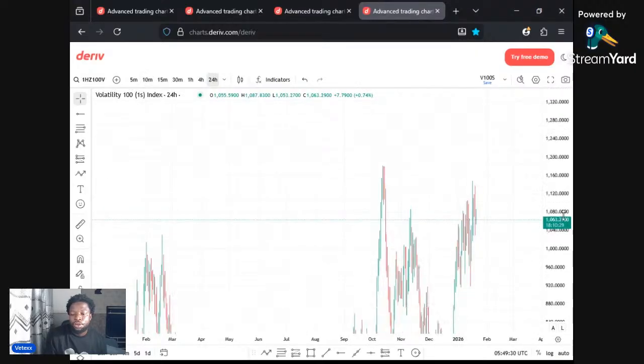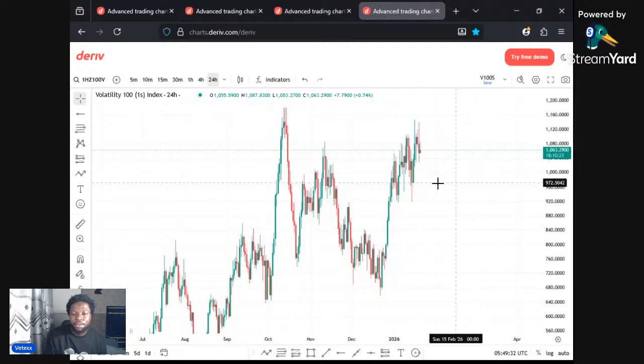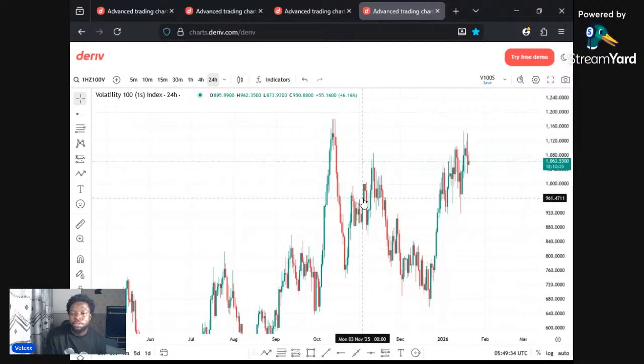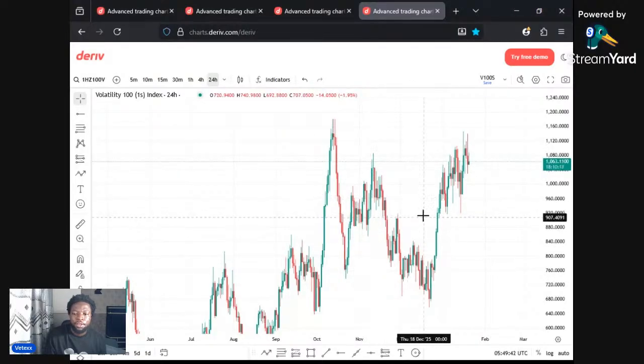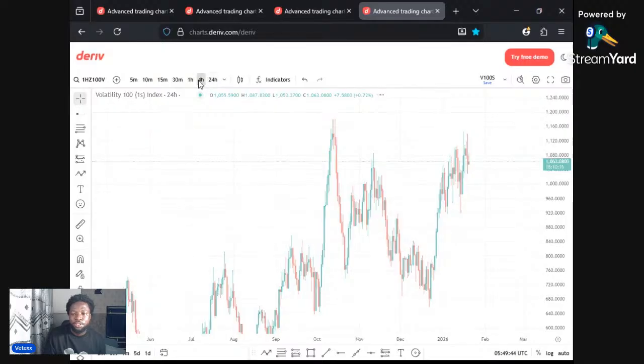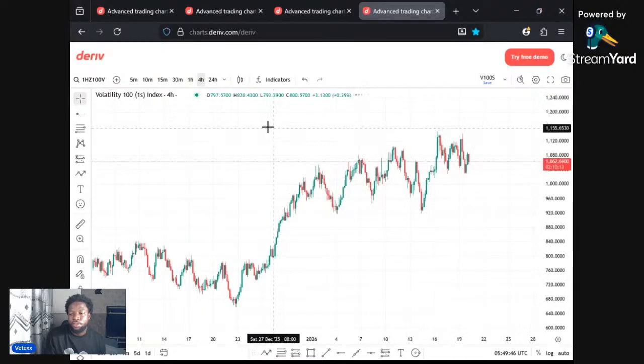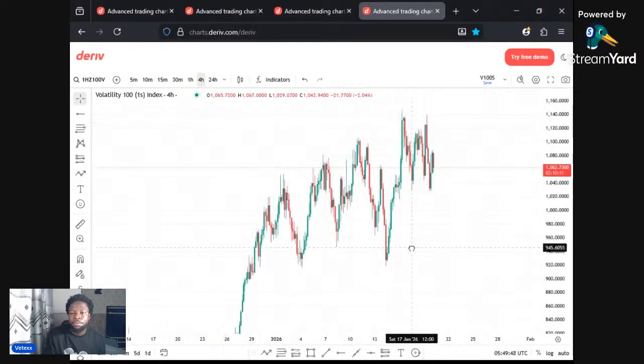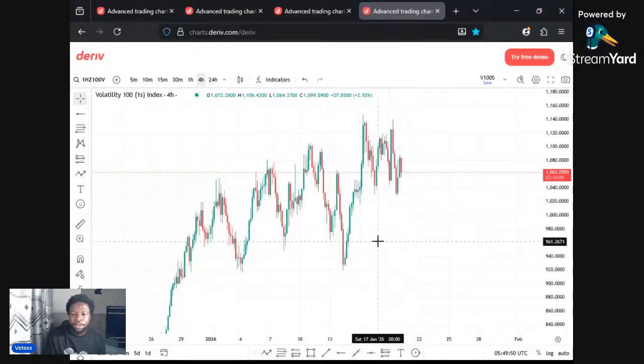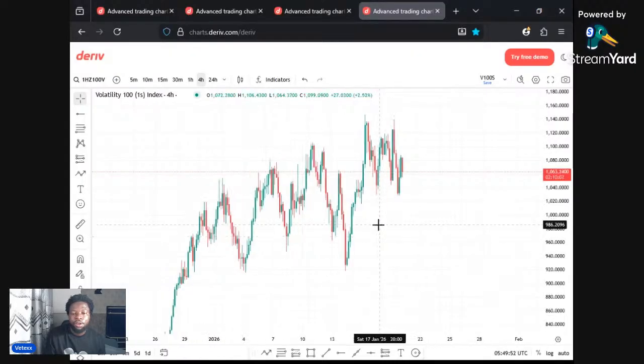V100 index is bullish on the weekly time frame and it's yet to smash its target. And on a daily time frame, nothing is happening currently. So we'll scale to the 4-hour time frame and check if there's something happening. On the 4-hour time frame, nothing is really happening too. On the 4-hour time frame, you can only have a structure.